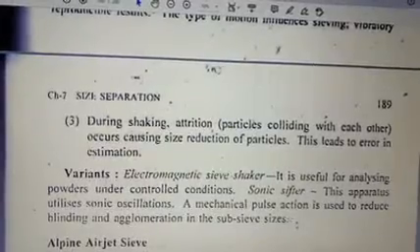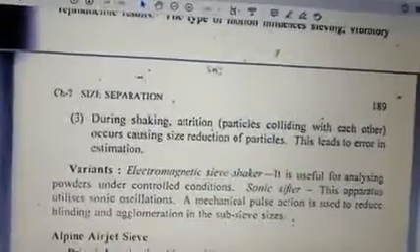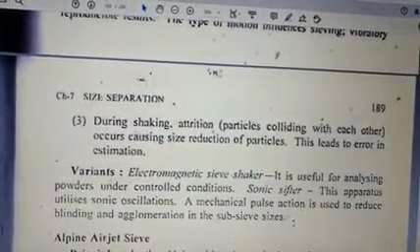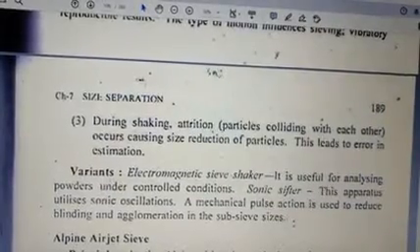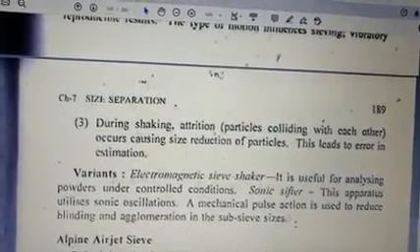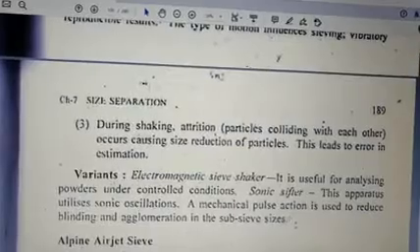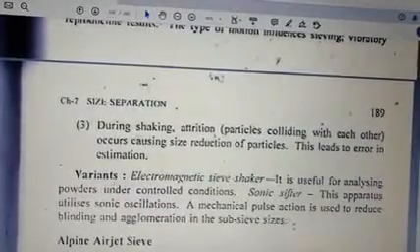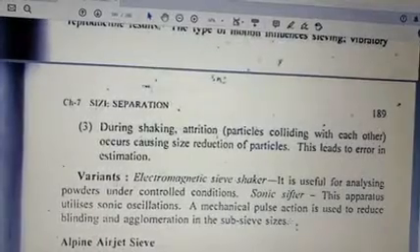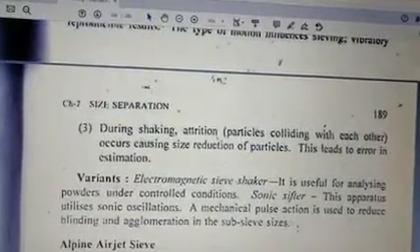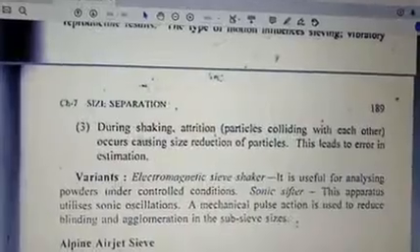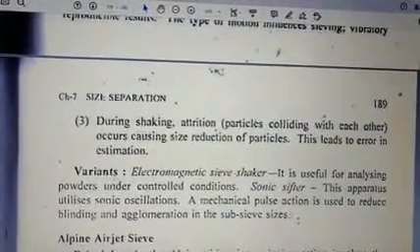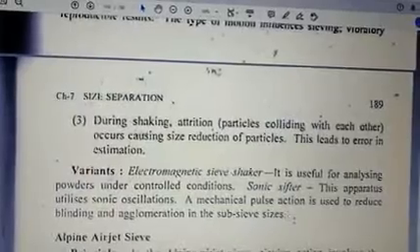And the last disadvantage, that is during shaking, attrition will occur, that is colliding with each other. This I have discussed earlier, that if there is too much of colliding with each other, that is for 20 minutes, if the powders are colliding, there may be further size reduction, and this is something error in estimation. It will seem that you are getting more amount of very fine particles, but it is not so. That is not because of the size reduction technique, it is a flaw in the size separation technique. So this was all about sieve shaker.